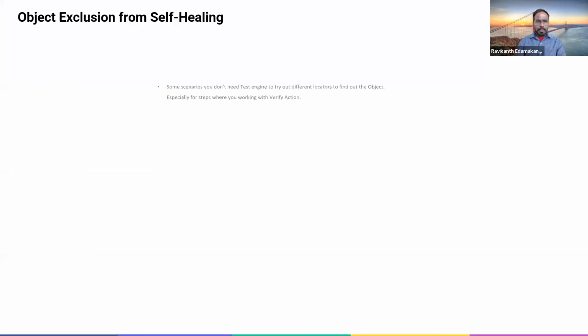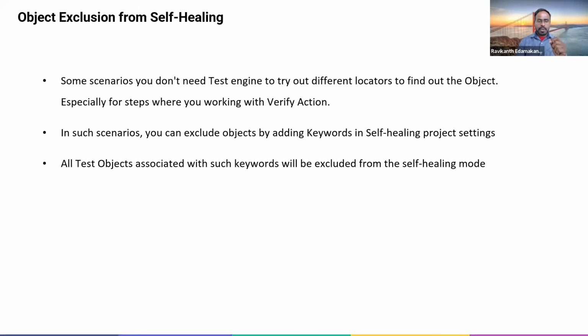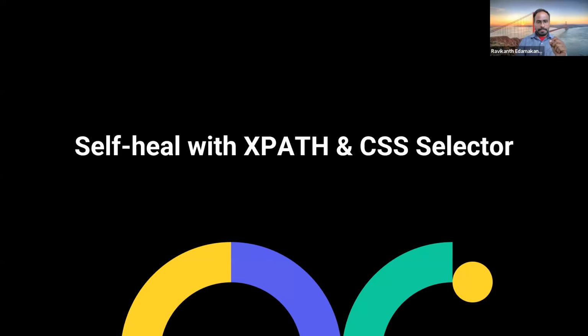So meanwhile, let's go back to our next slide. So here, that's what we are saying. In some scenarios, you don't need the test engine to try out different locators to find the object, especially for the steps where you're working with the verify action. So whenever there is an assertion, in such scenarios, you can exclude objects by adding keywords in self-healing project settings. We already saw that. So all test objects associated to such keywords will be excluded from self-healing mode.